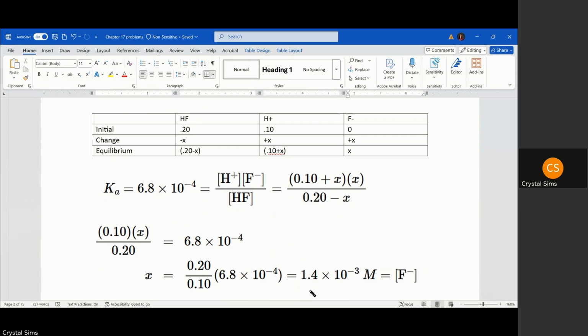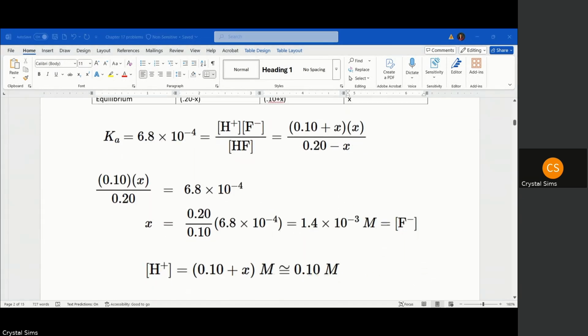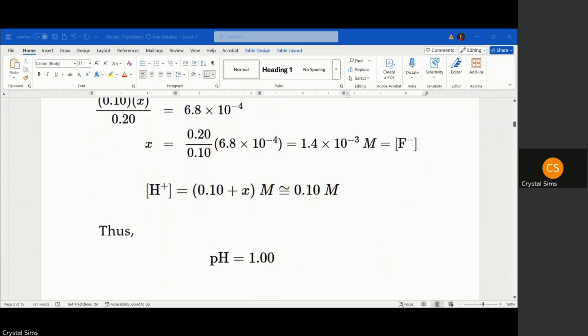The concentration of the hydrogen ion, when we look at that, again, assuming because X is such a small amount, that the hydrogen ion is going to retain that 0.10 molar, and when we solve for pH, we'll have a pH of 1.0. And your book makes a little note here, and it says, for all practical purposes, the hydrogen ion concentration is due entirely to the HCl. The HF makes a negligible contribution by comparison.